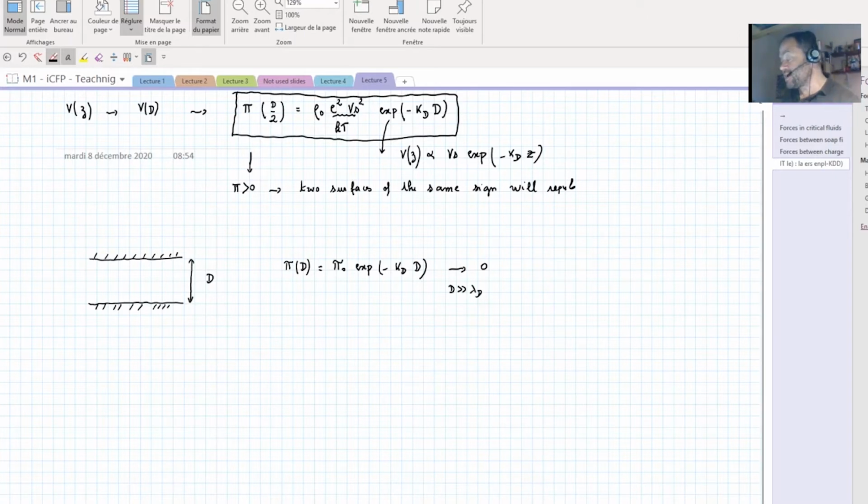So this clearly makes sense. Also, it tells us that we should be able to use the pressure as a measure of the surface potential or the surface charge, but this will be valid only in the case where we are in a Debye-Hückel approximation.